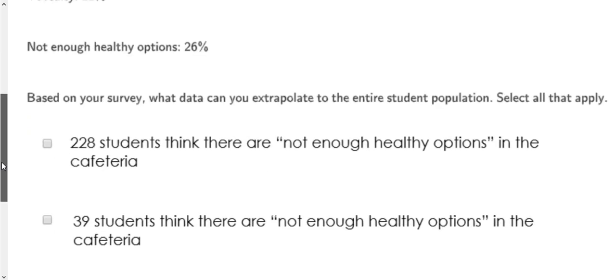So, based on your survey, what data can you extrapolate to the entire student population? Select all that apply. This is very important right here: extrapolate to the entire student population. What they're saying is you take your data from a small sample of data, and then you expand it out to the entire student population. All right. So, do 228 students of the entire student population think that there are not enough healthy options?